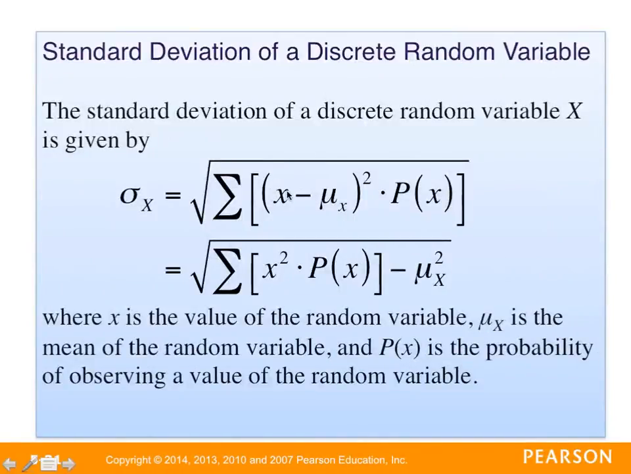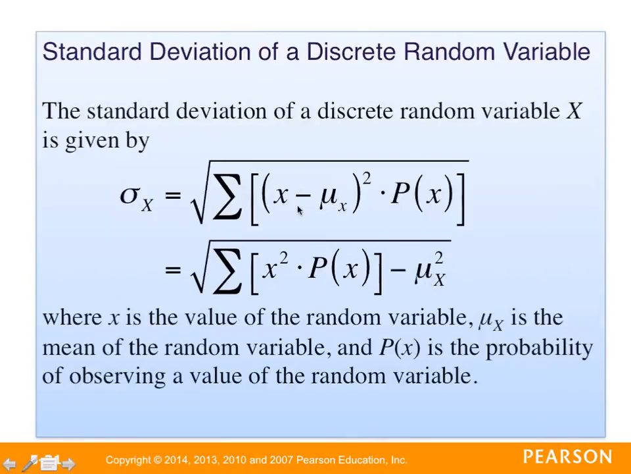For this first one, you take your x's, all of the values of the random variable that you have, subtract the mean from each one, and then square that. Once you have those squared, you multiply by the probability, then add them all up, and take the square root of that entire thing. So that's one way to do it. The second way down here, you take your random variable x and square it, then multiply by your probability, and then add all of that up, and then subtract your mean squared.